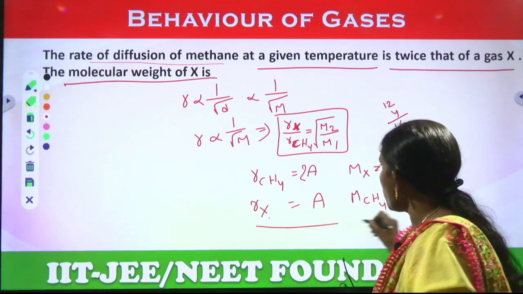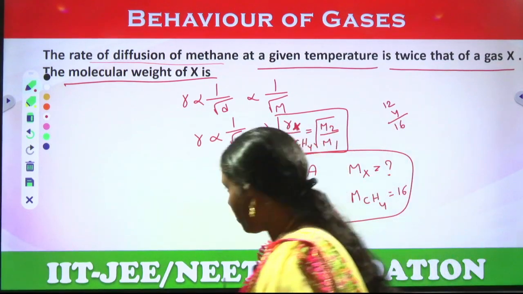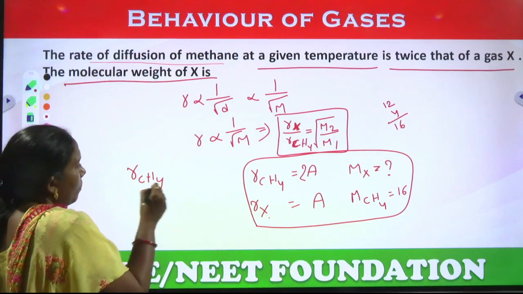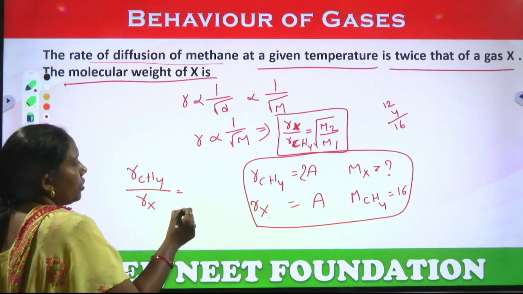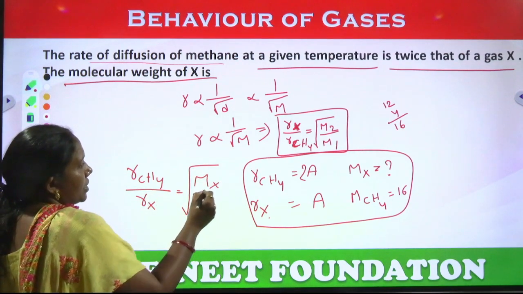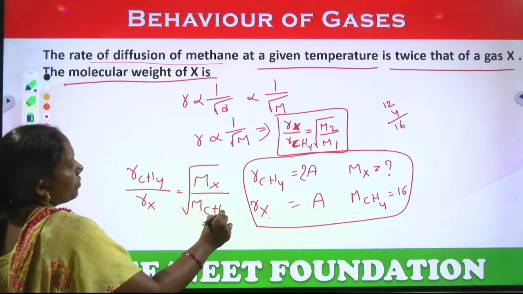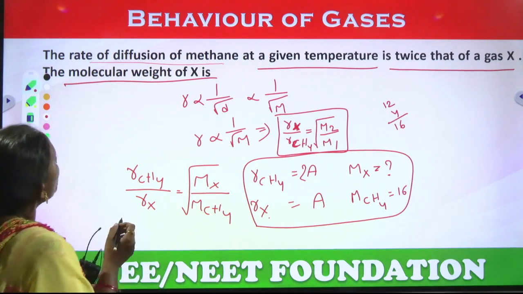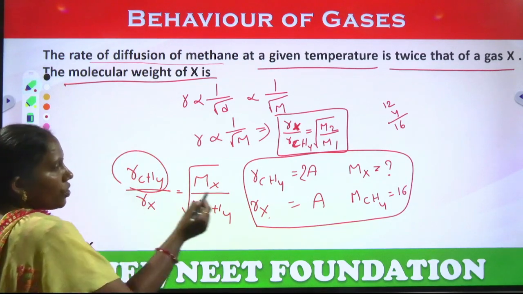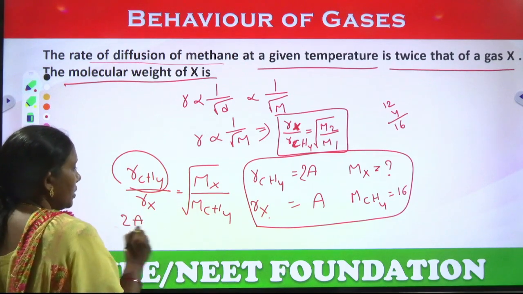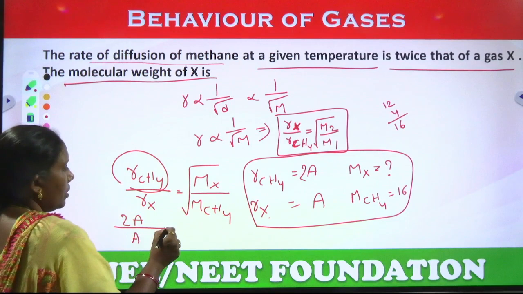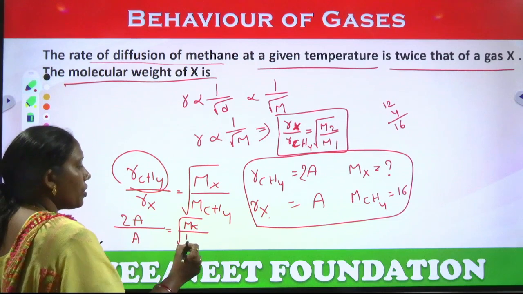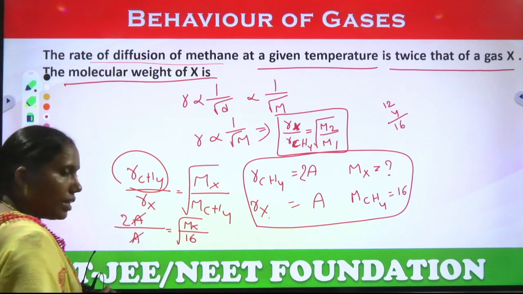Now these values you should substitute in the given problem, right? So if you take RCH4 by Rx equal to root of Mx by MCH4, R1 by R2 equal to root of M2 by M1, this is the formula. So what is the molecular weight we want? RCH4 is how much? 2A. Then Rx is A, which is equal to root of Mx, we don't know, but the molecular weight of CH4 we know, that is 16. So 2 gets cancelled.